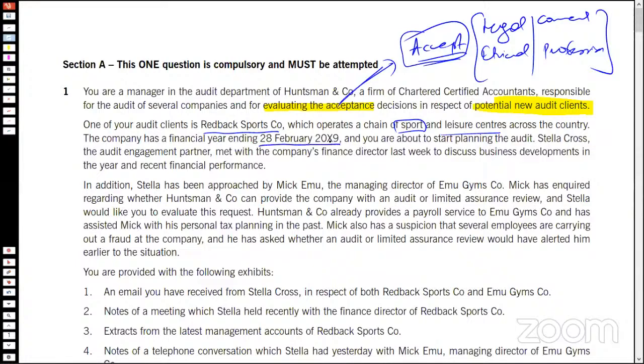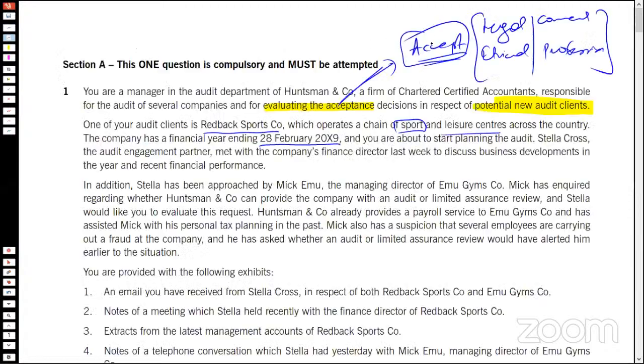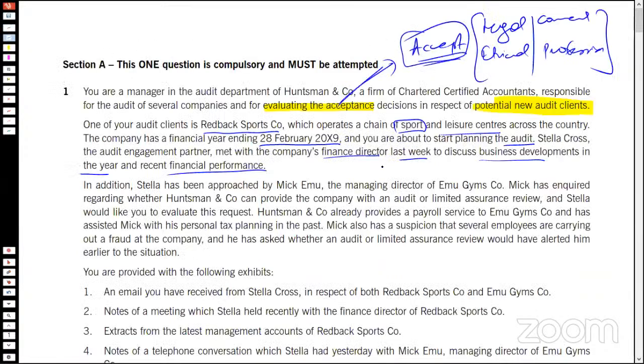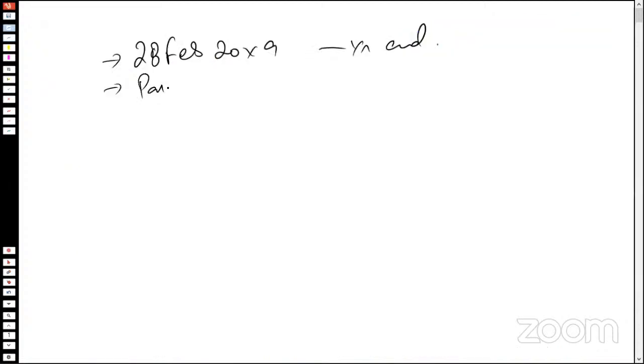The company has a financial year end of 28th Feb 2009. So one of the important pieces of information is that 28th Feb 20X9 is the year end for which we are working, and you're about to start planning the audit. Stella Cross, the audit engagement partner, met with the company's finance director last week to discuss business developments in the year and the recent financial performance. So your audit engagement partner has met the finance director to discuss the changes.